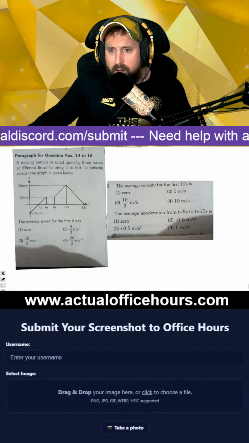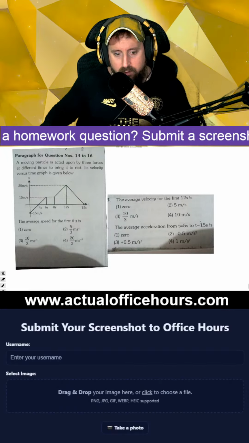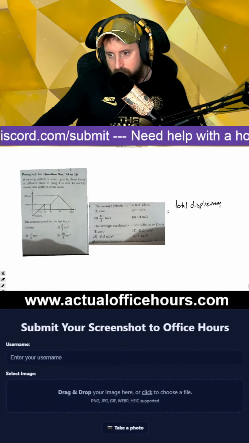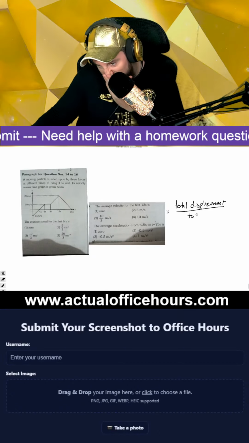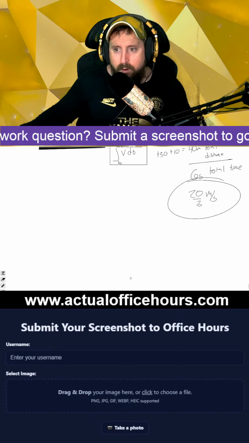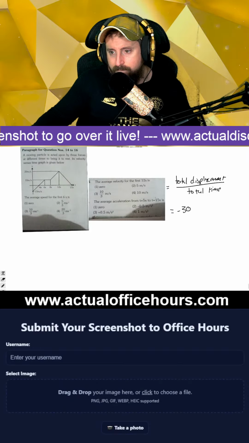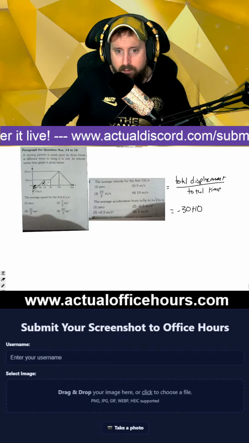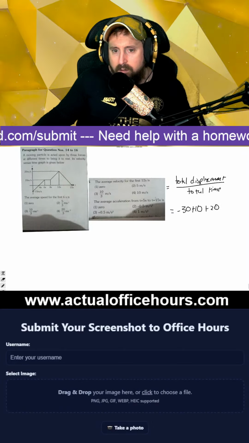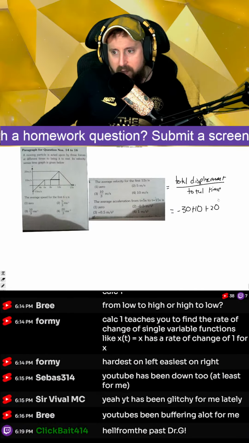The average velocity for the first 12 seconds. So average velocity is displacement over total time, which, what do we have from before? Negative 30 plus 10. So that's what this stuff was. And then you have a box that's 2 by 10, so that's plus 20. And then you have this shape, which is weird. So that's 4 by 10, so that's plus 40.